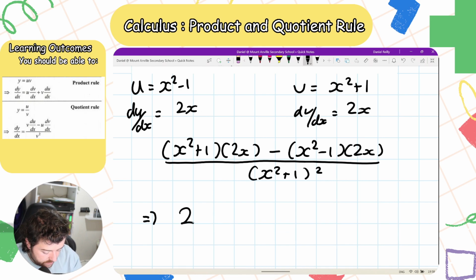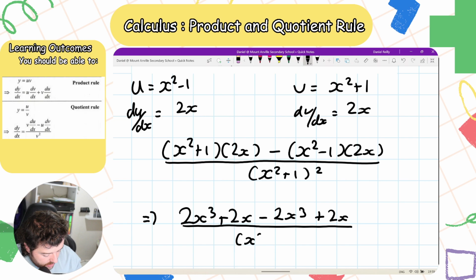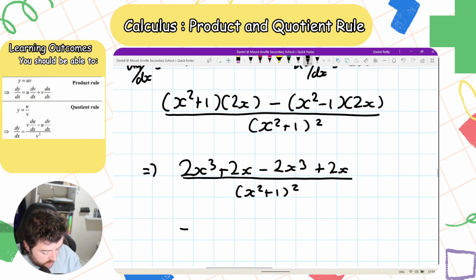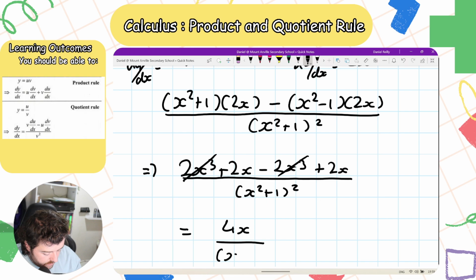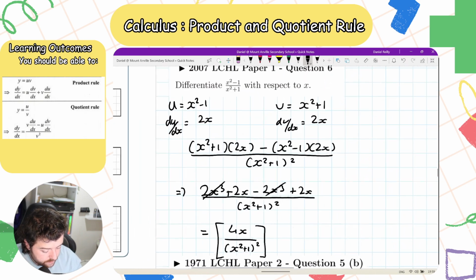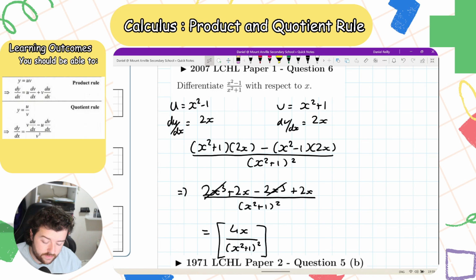So multiply the top here, I have 2x cubed plus 2x minus 2x cubed plus 2x all over x squared plus 1 squared. So that'll be equal to 2x cubed cancel out minus 2x cubed. It's going to be 4x over x squared plus 1 squared. There is my derivative there.